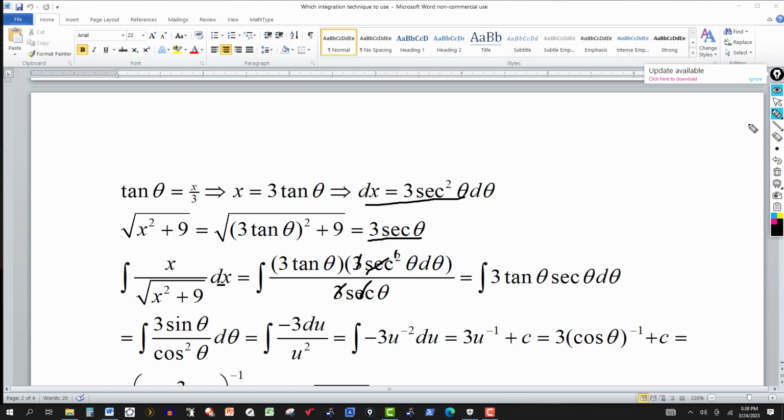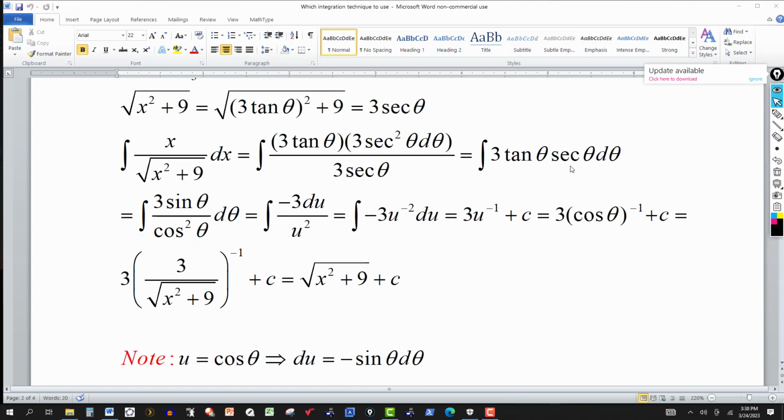And then I go to the next step here. 3 tangent theta secant theta d theta. All I did here is I said tangent of theta is the same thing as sine over cosine, and secant is 1 over cosine. So I multiplied the cosines and I got 3 sine theta d theta over cosine squared. And actually to complete it now, I have to go to the standard u-substitution. So in these steps here, I let u equal cosine theta. Then du is equal to minus sine theta d theta. The derivative of cosine is minus sine.